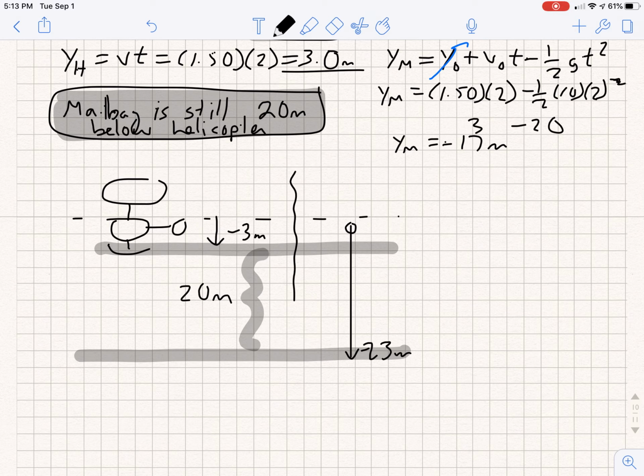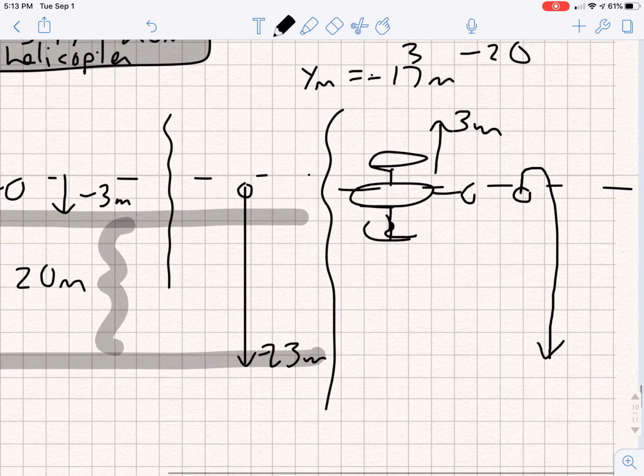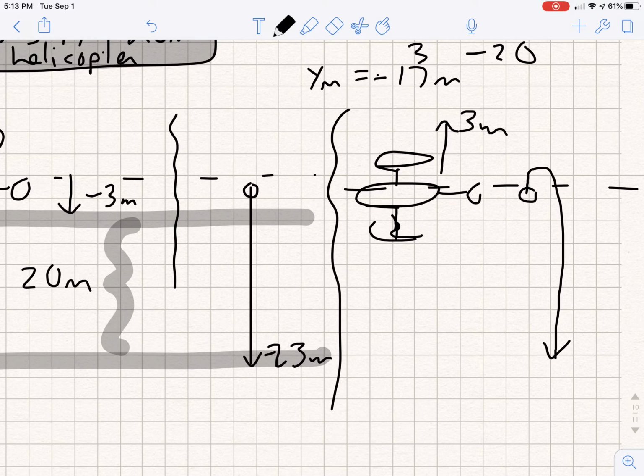Now, if we do this side by side, with a helicopter that now went up. Okay, and the helicopter is now 3 meters higher. Okay, and the mailbag would go up and then down again. And it's going to end 17 meters lower. Well, if I take these 17 meters and those 3 meters, it of course adds up to 20 meters between the helicopter and the bag.